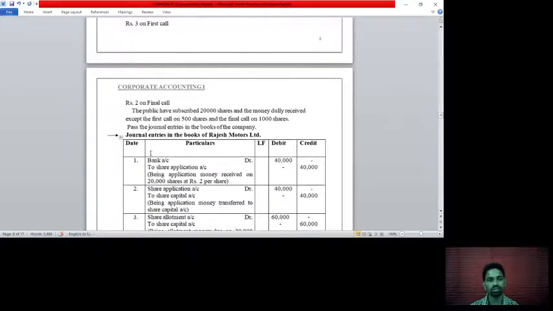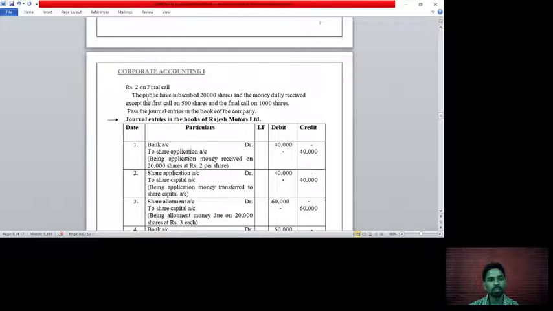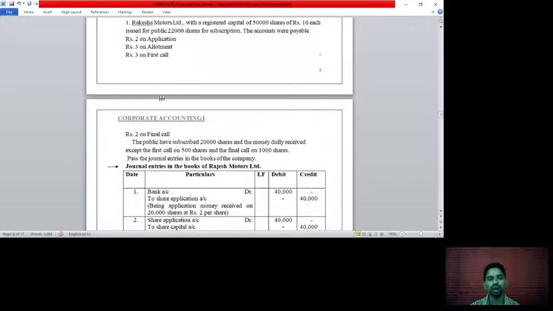Now see one more sentence. The public have subscribed 20,000 shares and the money was duly received, except the first call on 500 shares and the final call on 1000 shares. It means that out of these 22,000 shares, the public subscribed only 20,000 shares. It is the under subscription.